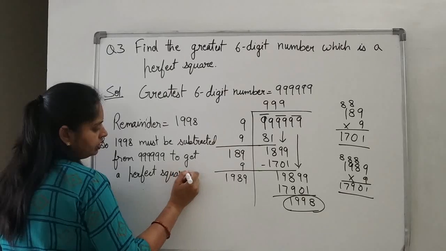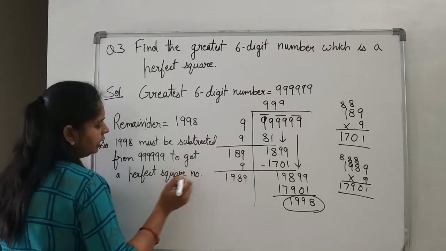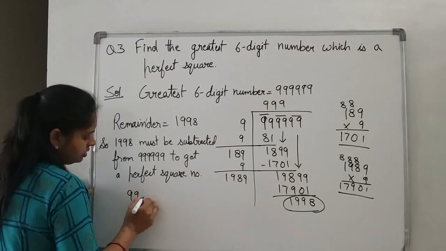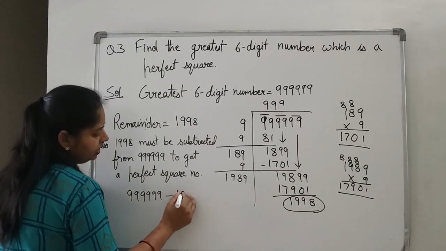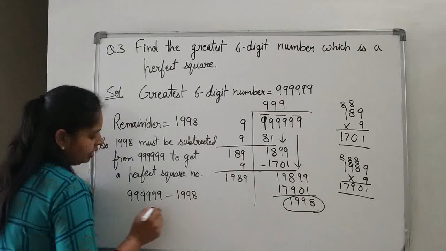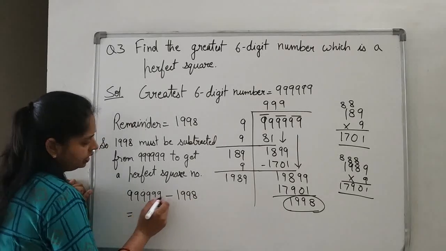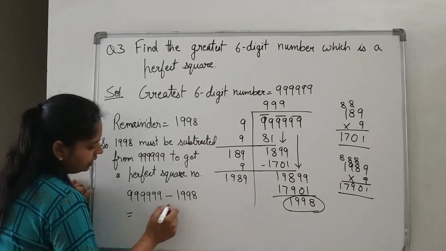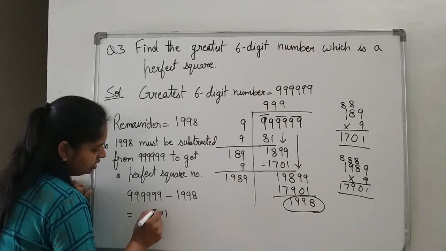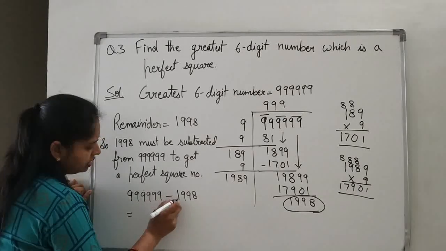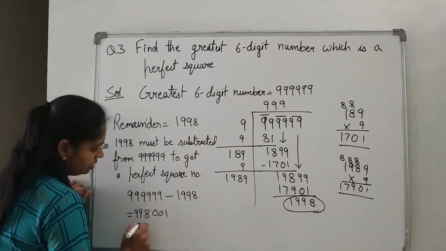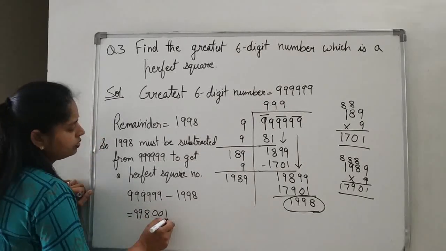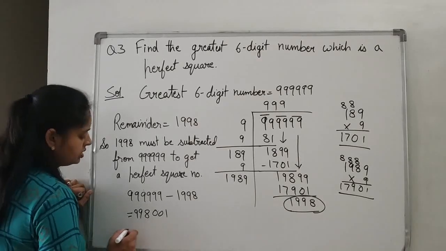Perfect square number. Right? So just subtract it. Minus 1998. When we do the subtraction, how much will you get? 9 minus 8 is 1. 9 minus 9 is 0. 9 minus 9 again 0. 9 minus 1 is 8 and 2 digits are left, so that will be copied down. So 998001 is the greatest.